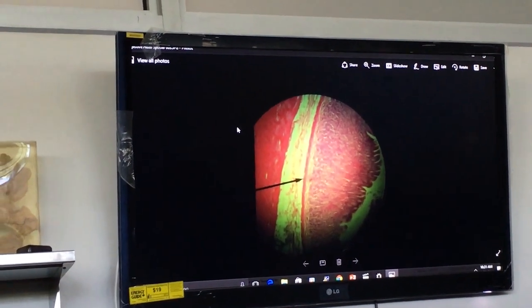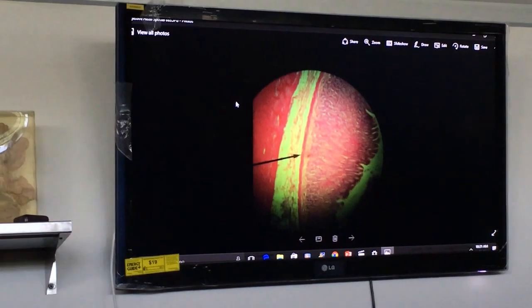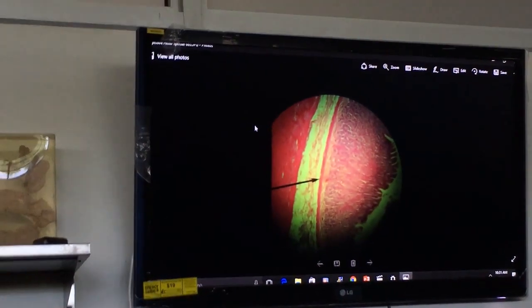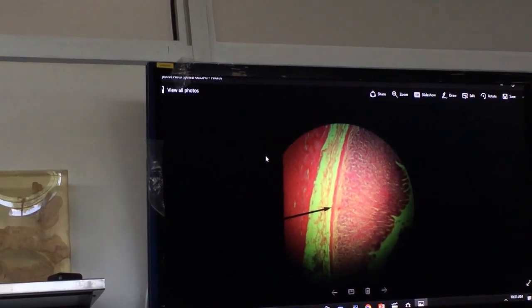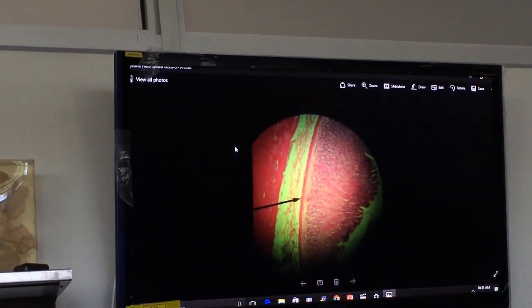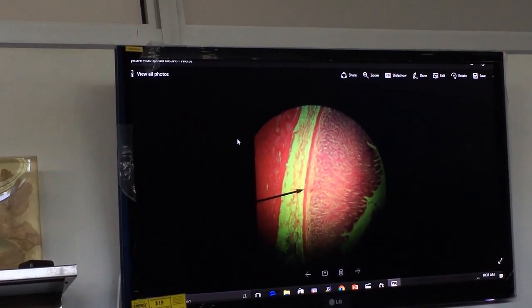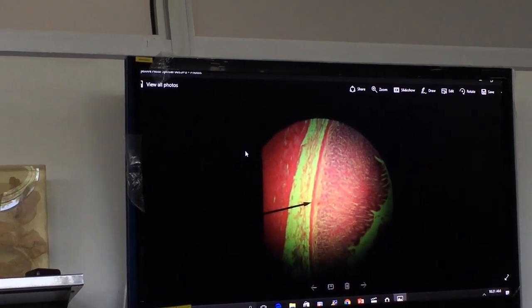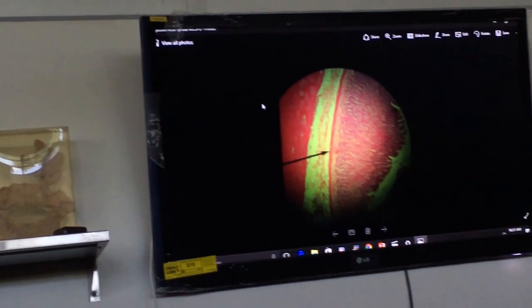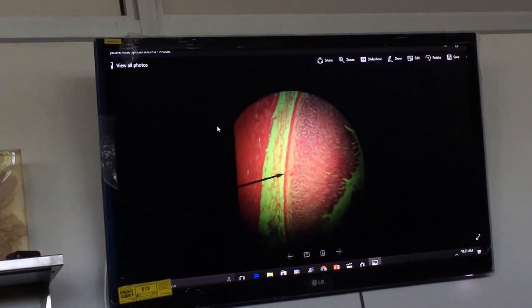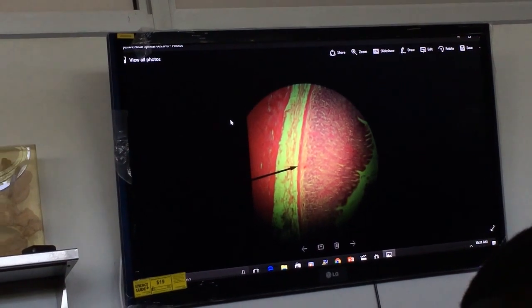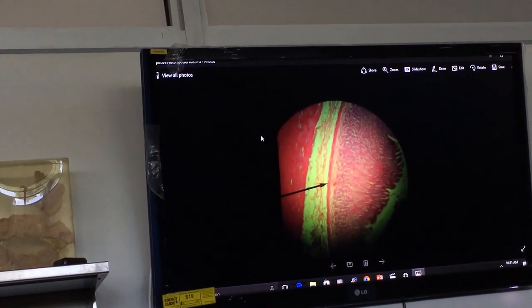So again, this is what the question is going to say now. Name the structure the tip of the pointer is on. And it's the muscularis mucosa. So two things I want to ask you about. A, state its function. What's the function of the muscularis mucosa? And these are all things I've gone through with you guys. So what's the function, Minot?